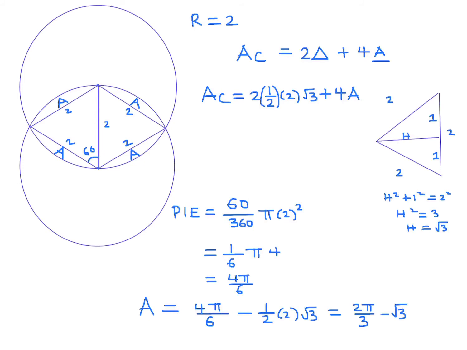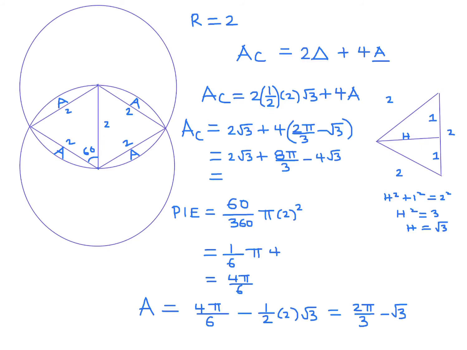There you have it. And now we can substitute that into here. So AC will then become 2 root 3 plus 4 times 2 pi over 3 minus root 3, like this. And this becomes 2 root 3 plus 8 pi over 3 minus 4 root 3. And this becomes 8 pi over 3 minus 2 root 3. This is the area of the common region.